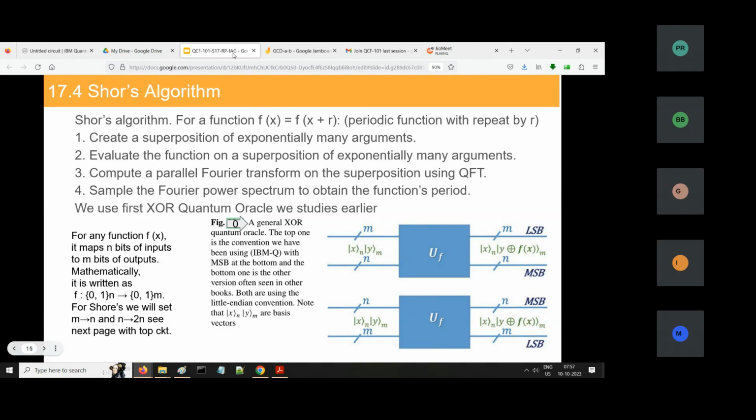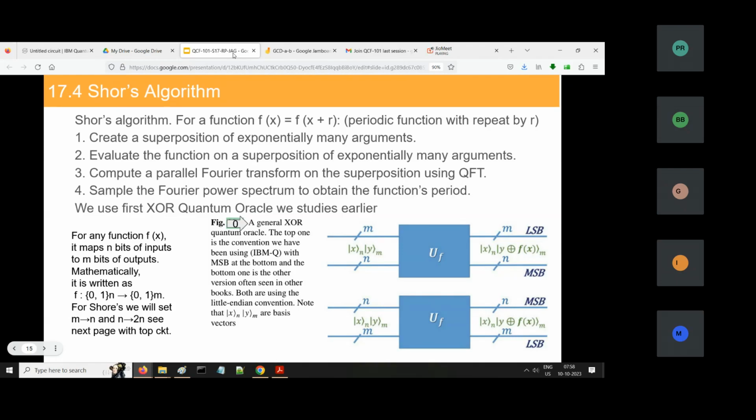Before I get into it in more detail, I'll just walk through in a brisk way the Shor algorithm with f(x) equal to f(x plus r), because r is the repeat factor, right? So f(0 plus r), f(x plus r): whatever that periodic function repeats by r is what we have to evaluate. So we can create a superposition of many arguments. That means we have a and n, and we can evaluate the function exponentially with many arguments, and compute a parallel Fourier transform so that we get the QFT period. Once we get that, we can measure the power spectrum to obtain the period, and then we can apply the classical computation that we need.